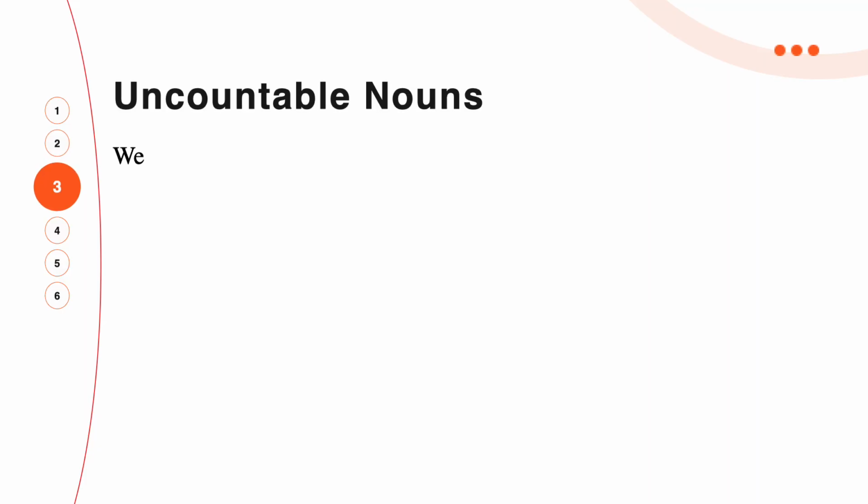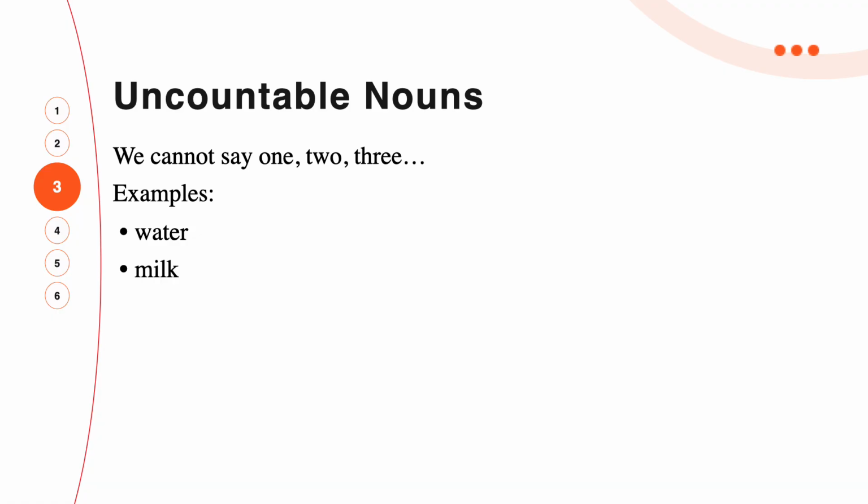Uncountable nouns. We cannot say 1, 2 or 3 and so on with uncountable nouns. Examples: water. There is no such measurement to say that there is 1 water, 2 water or 3 water. Second is milk. It is the same as water because it's a liquid. And another is rice. You cannot count how many grains there are in rice, but you can count how many kgs it contains. So if you are counting one singular rice grain, it cannot be counted for much time.